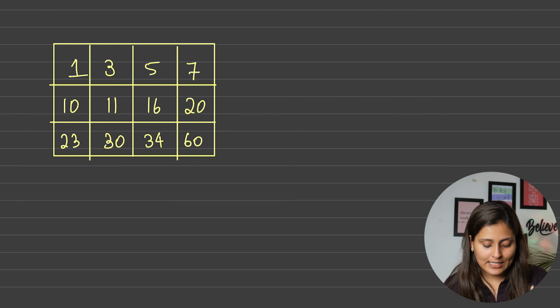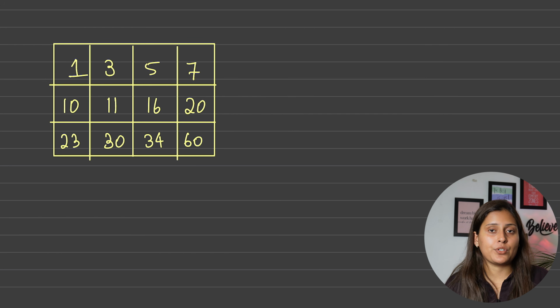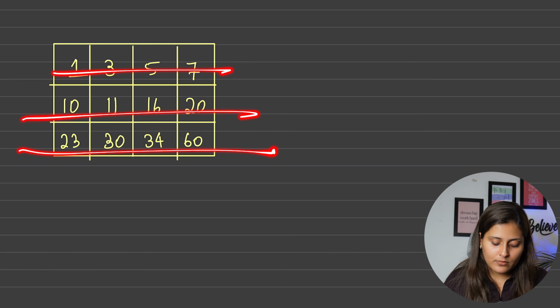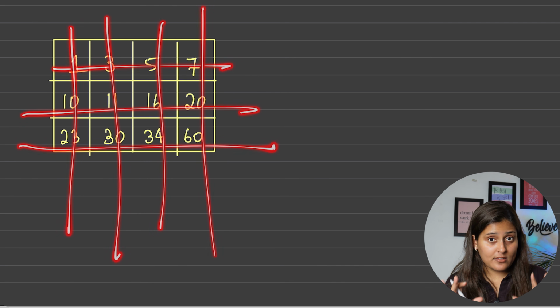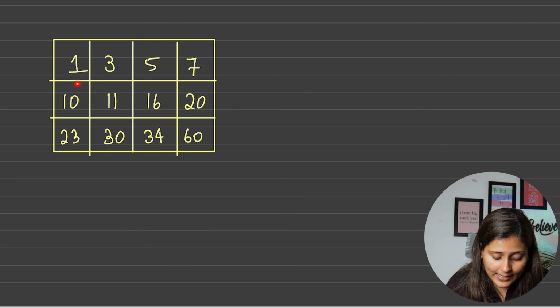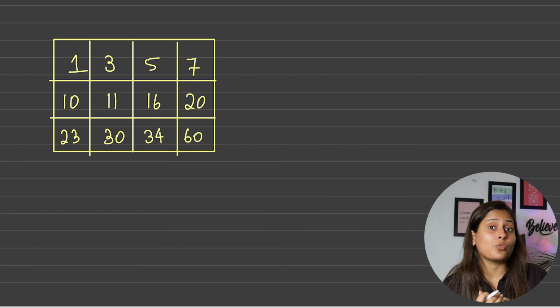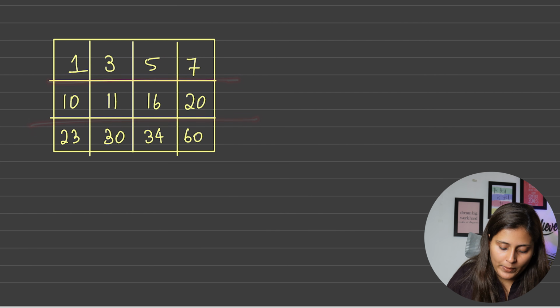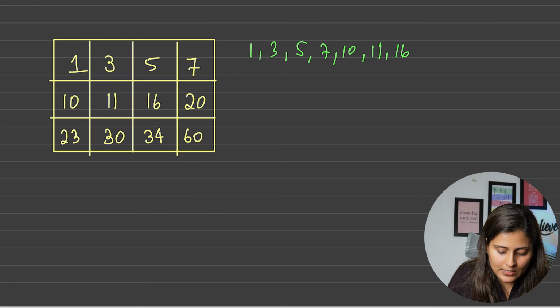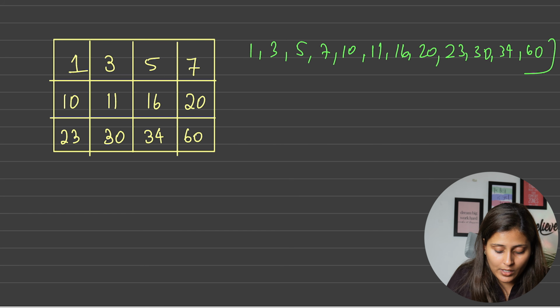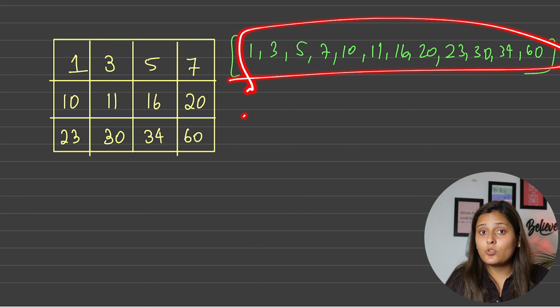Have you thought? Yes, we cannot do it that way in this question. Why? Because the question says it is row wise sorted. Yes. Column wise sorted. Yes, definitely. And the first value of the row is greater than the last value of the previous row. It means it is talking about the rows. So if you open it row wise, 1, 3, 5, 7, 10, 11, 16, 20, 23, 30, 34 and 60.